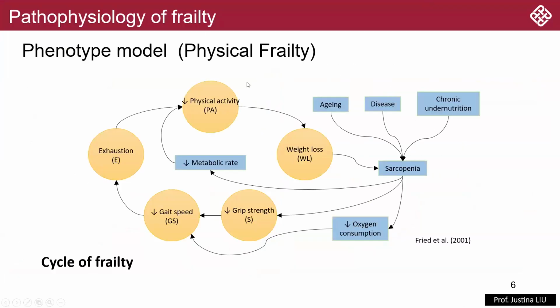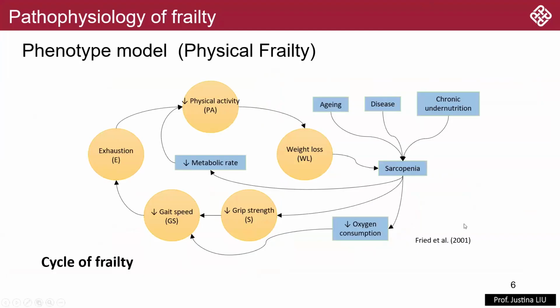In the phenotype model, frailty was conceptualized as a phenotype with five observable clinical characteristics, which include weight loss, reduction of muscle strength, lower walking speed, consistent feelings of fatigue, and reduction of their overall physical activity level.